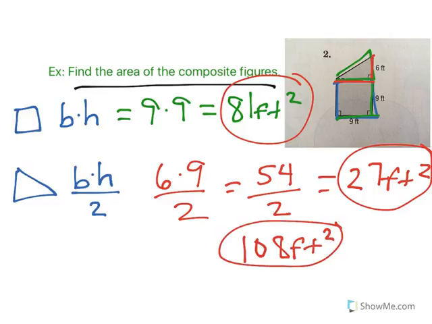Again, to find the area of composite figures, we're going to separate the figure into the different shapes, find the areas of those different shapes, and add those areas together.